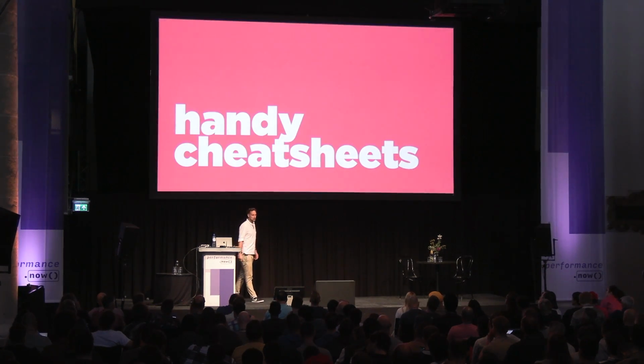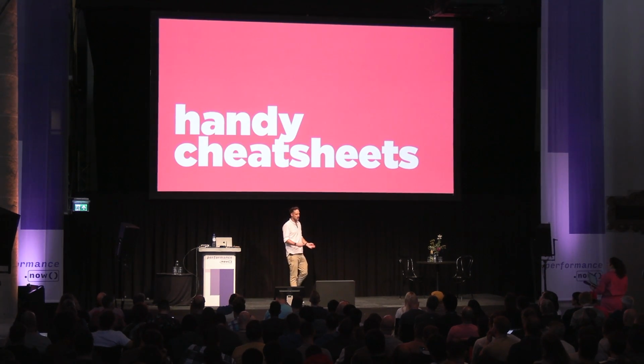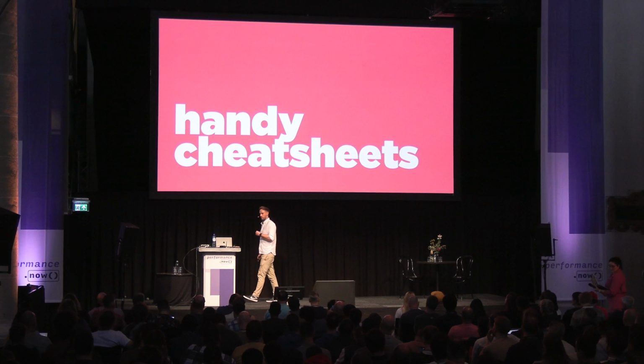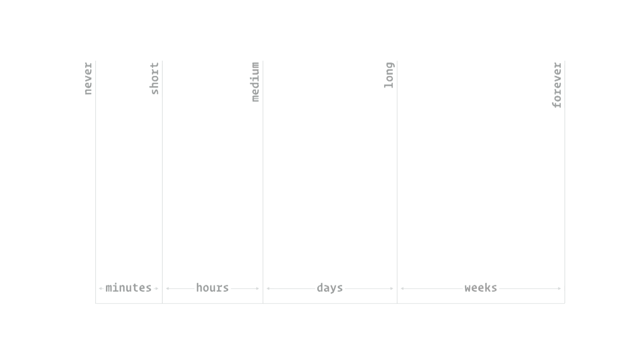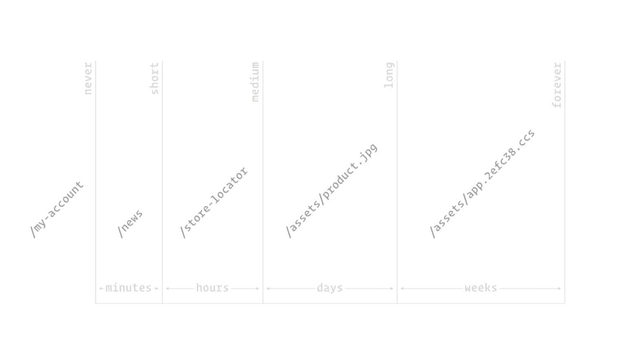Really quickly, handy cheat sheets. Just to give you an idea of what kind of time frames we might be looking at for these max-age values, and again, these are examples. Think of never cache a file, cache it for a short amount of time, medium, long, or forever, and you're thinking in minutes. Can we cache a file for a few minutes? Possibly.